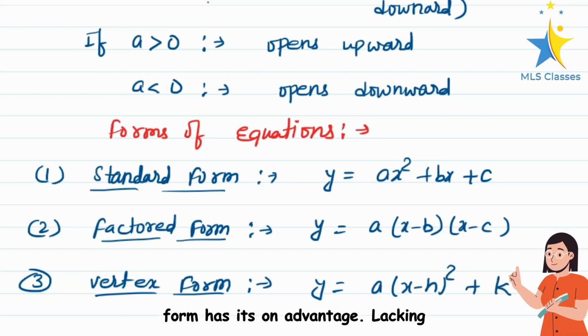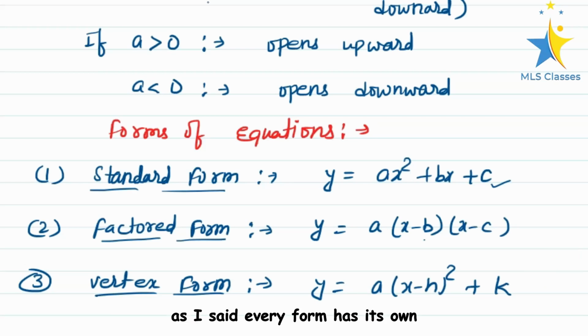Now every form has its own advantage. Like in standard form, we can easily find the y-intercept. Then in factored form, we can easily find the zeros of these equations or x-intercepts. And in vertex form, we can easily find the vertex. Like here in standard form, c is the y-intercept. In factored form, b and c are the x-intercepts or zeros. In vertex form, (h, k) is the vertex. So as I said, every form has its own advantage.